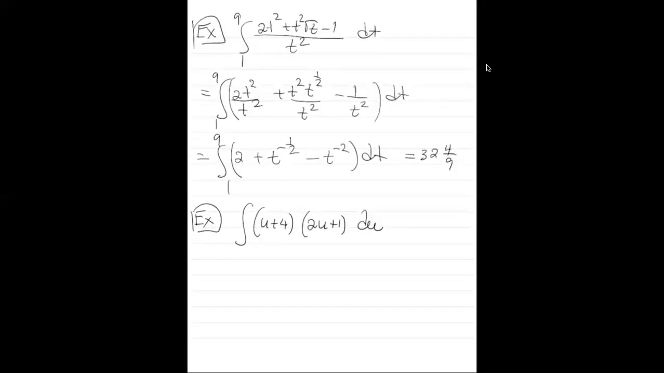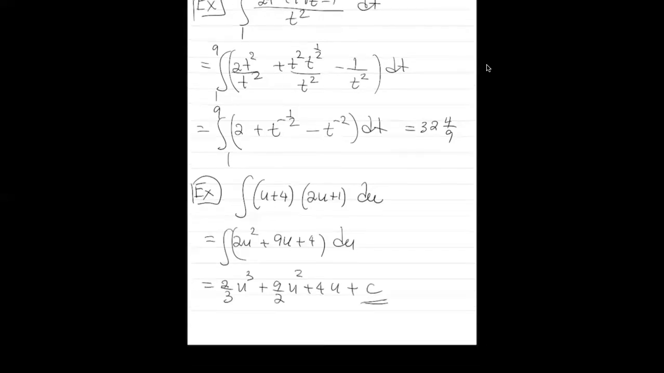Another example where I have a product and we don't have a formula now. In Calc 2, you're going to learn integrating by parts, which is sort of the product rule for integration, but here we don't need that because we can FOIL and then integrate. So do any algebra you can think of first to simplify the integrand. So 2u squared plus u plus, that would be plus 9u plus 4. And then each one, when you integrate, you're going to have 2/3 u to the third plus 9 over 2 u squared, and so on. And don't forget the constant at the end.